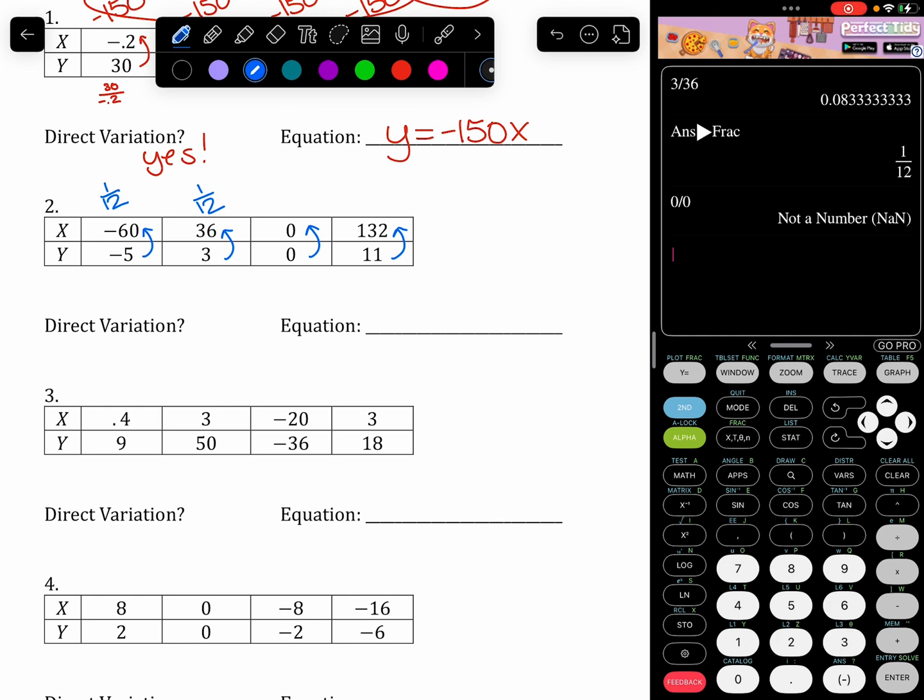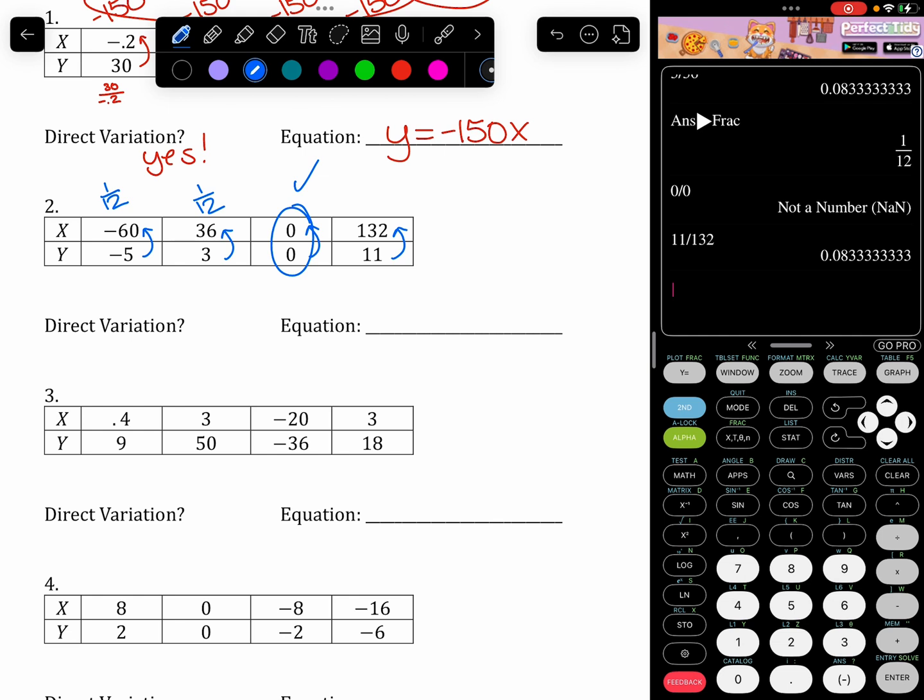Then we're going to do 0 divided by 0. Uh-oh. When I do 0 divided by 0, I'm going to get an error message on my calculator. Your calculator will say error, cannot divide by 0 or something like that. This one says 0 divided by 0 is not a number. That's okay, because remember that a direct variation equation should pass through the origin, and 0, 0 is the origin. So I can just go ahead and say that that's good. It's okay that it's not 1/12. It will never be 1/12 if it's the origin. So as long as you have a 0 over 0, just check it off, but you still have to check everything else.